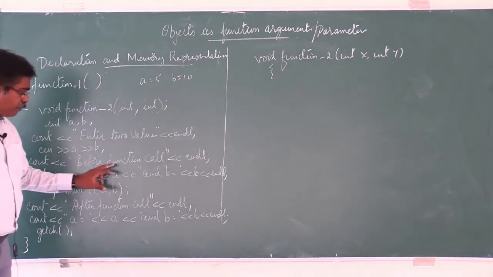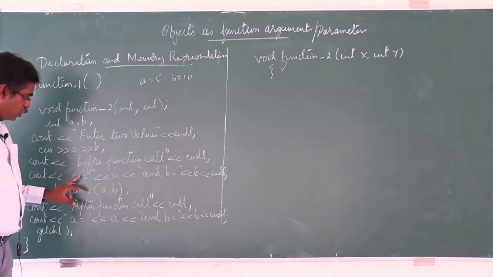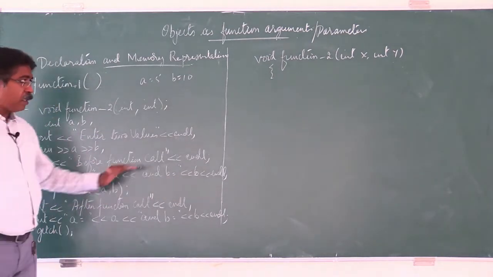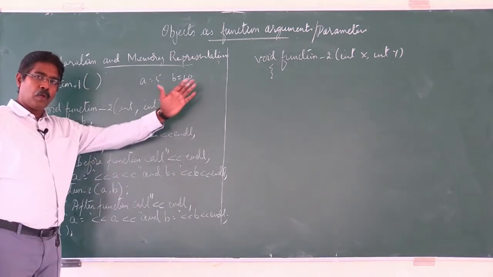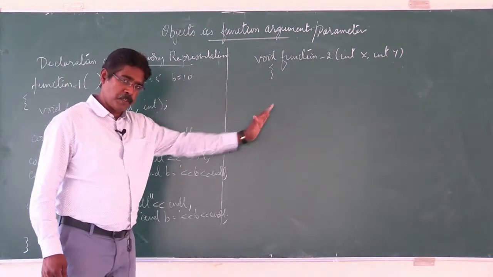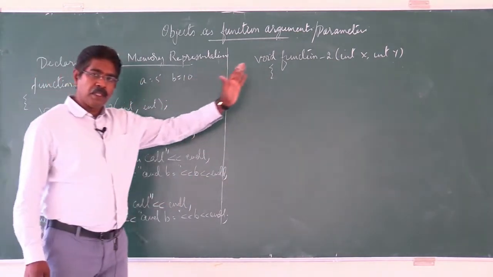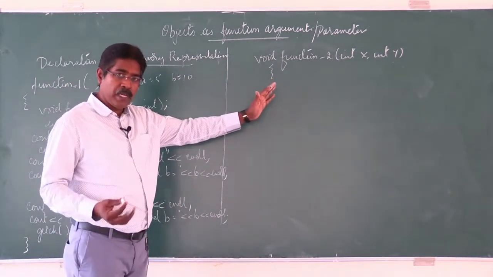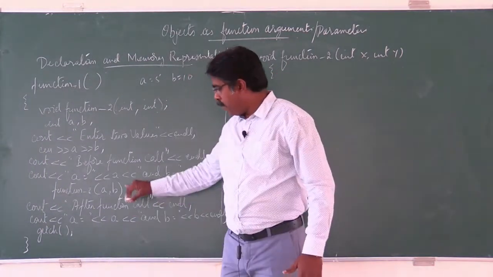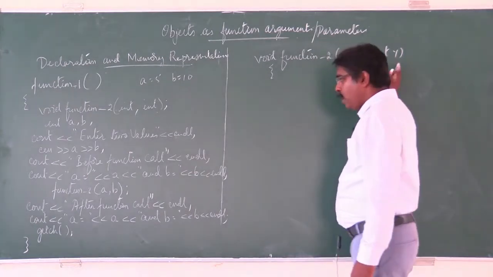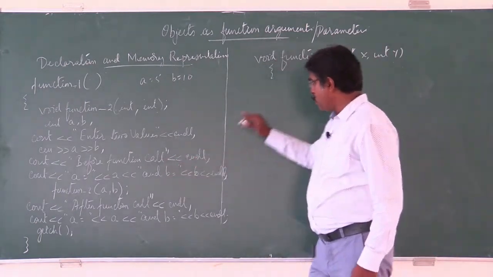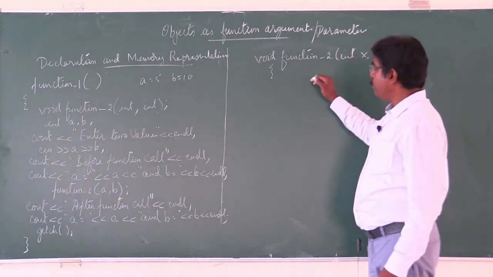Then before function call, the values are A equals 5 and B equals 10. And then there is a function call. The call goes to the called function. So A is giving the value to X, or we could say X copies the value from A, likewise Y copies the value from B. The control has come here. Let us imagine the control has come here.